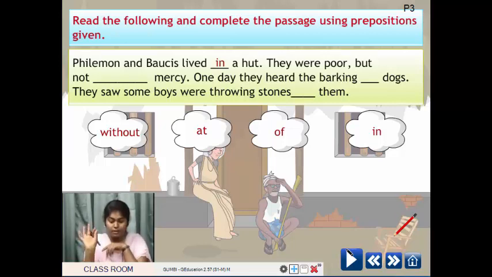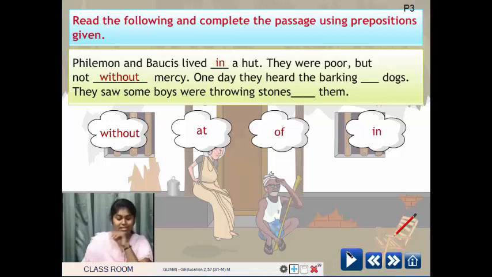Now you have in is out, right? Now in is used already. So you can't use it again. So what are the remaining three? You have without, at, of. They were poor but not dash mercy. Not at mercy. No, that doesn't sound right. Yes. They were poor but not without mercy. Correct. They were poor but not without mercy.